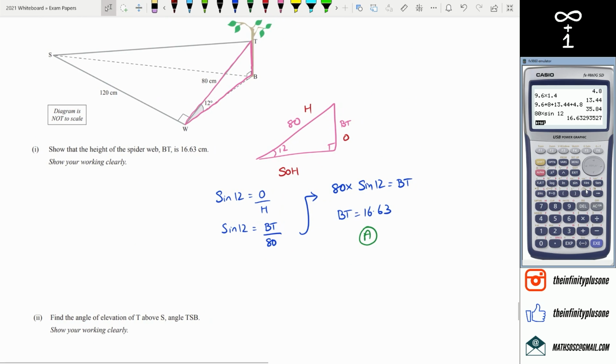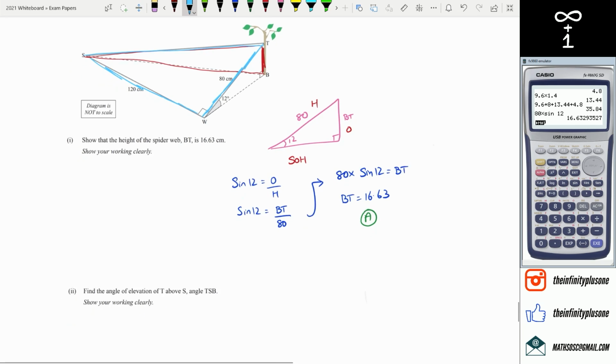We're looking for the angle of elevation of T above S, angle TSB. To give you an idea, angle TSB is going to be on the red triangle, which is facing the outside, the back side almost. I'm just going to get rid of the pink triangle because we're not using that anymore. Now we've just figured out what BT is. We also have another triangle that's kind of lying down on a bit of an angle. That's this one here, with 80 and 120, and we can use Pythagoras to work out what ST is.